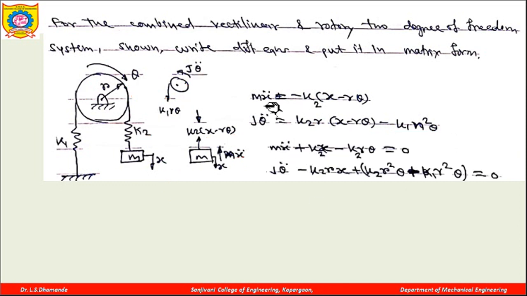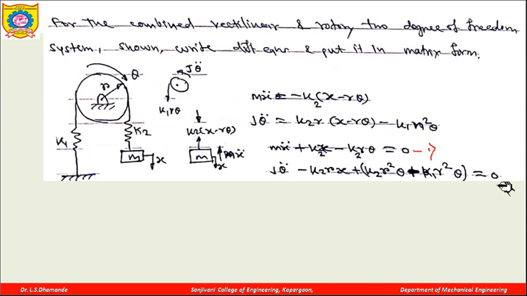So the first equation will be like this: M into x double dot, this minus K2 x becomes plus K2 x, and the minus becomes plus when I move towards the left, so it is M x double dot plus K2 x minus K2 r theta equal to 0. This is my equation number 1. And now I am simplifying this: J into theta double dot, minus K2 r x, this term becomes minus when I move towards the left side, plus K2 r square theta plus K1 r square theta, so I am adding the terms of theta separately here like this.